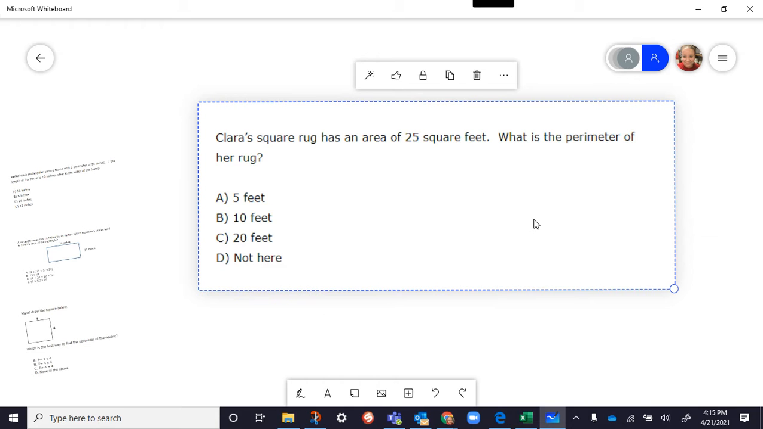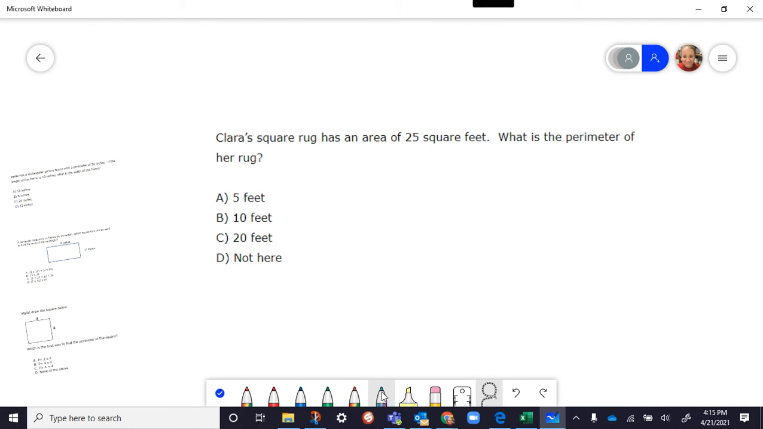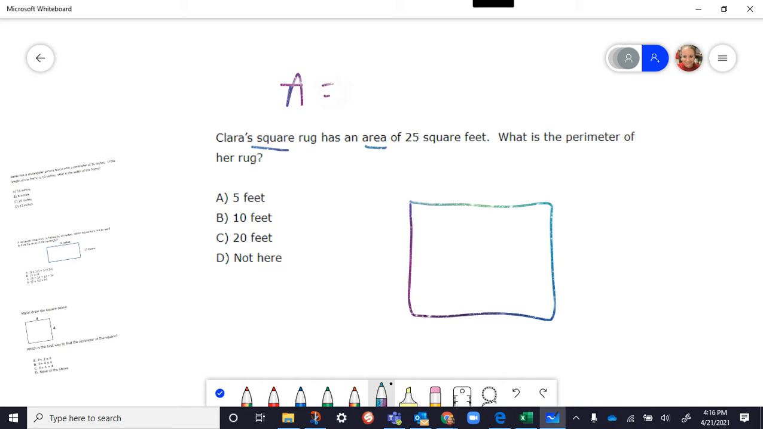All right. So it says Clara's square rug. So it's square. So that's important. So I'm going to go ahead and draw it. Here's my square. It has an area of 25 feet. What's the perimeter? So area, as soon as I see that, I'm going to think area equals length times width.